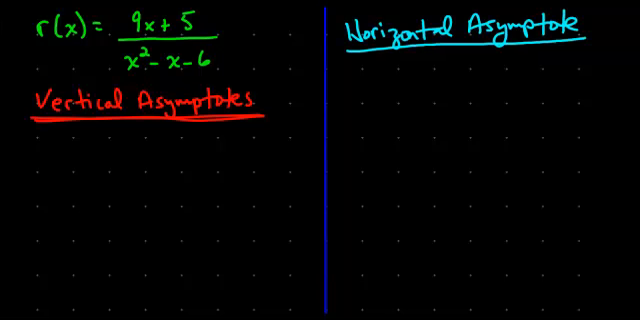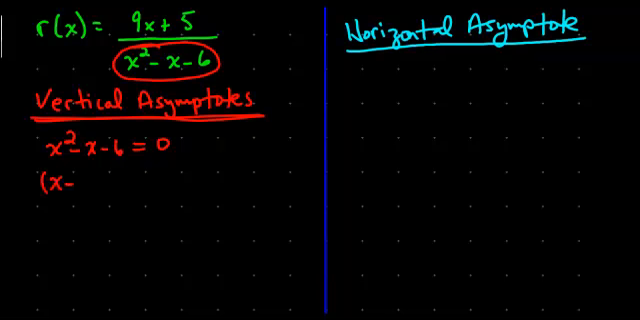Typically, in this class, we're going to find our vertical asymptotes by simply taking that denominator, x squared minus x minus 6, and setting it equal to 0. You could use the quadratic formula here. I think this thing factors nicely though. So let's see, x minus 3 times x plus 2 equals 0. So x squared minus 3x plus 2x, yep, that gives it to me. So that gives me x equals 3, x equals negative 2.